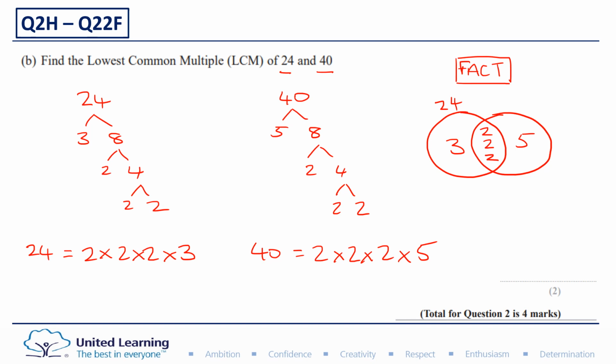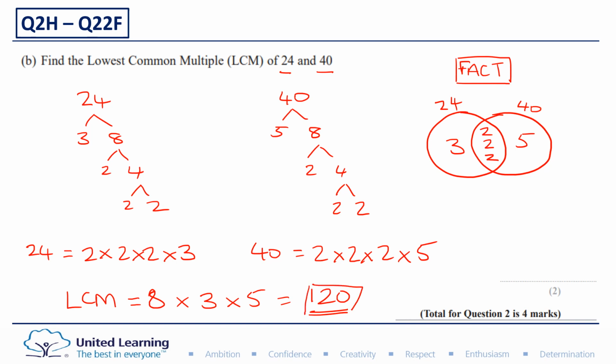So the lowest common multiple is the product of all the values inside the circles, which in this case is the highest common factor, 8, times all remaining factors. Alternatively, I could just do 24 times 5. However you do this, this approach, I'm going to say it's the highest common factor multiplied by all remaining factors, which gives me an answer of 120. Obviously this is on a calculator paper, so we're able to do it there.